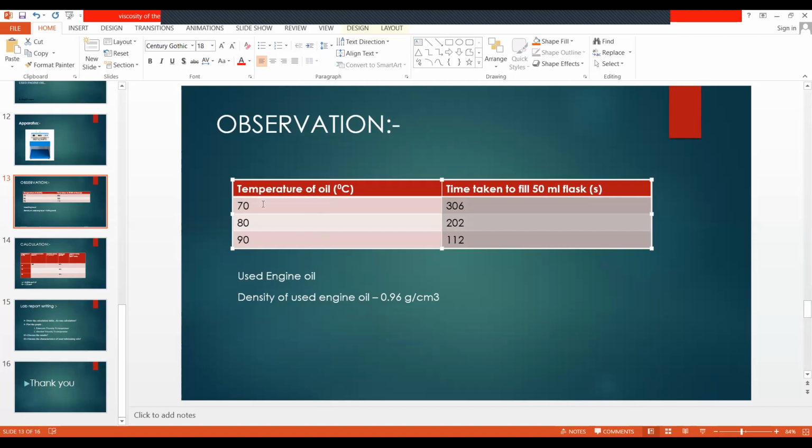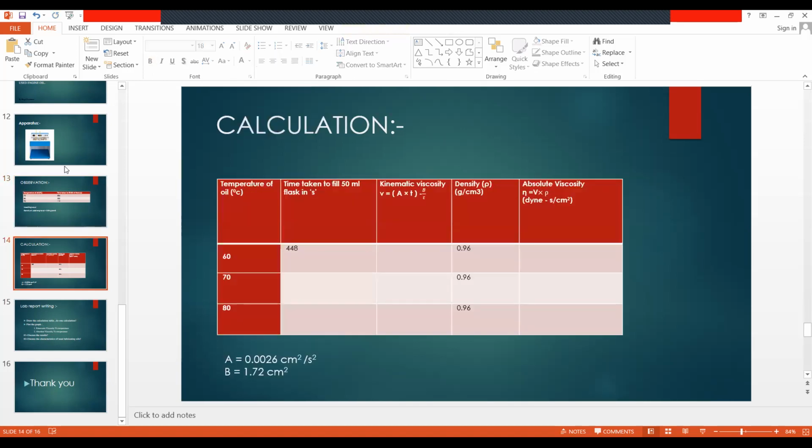Because when the temperature is increasing, the viscosity is decreasing. When the viscosity is decreasing, the resistance to flow will decrease. Therefore, the fluid will flow very fast, right? Then the time will be less. Less time will be needed to collect the same 50 millimeter sample, right? That is what is happening. So that is the outcome of this practical.